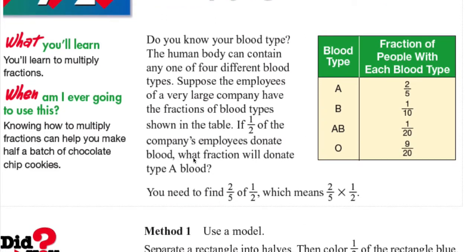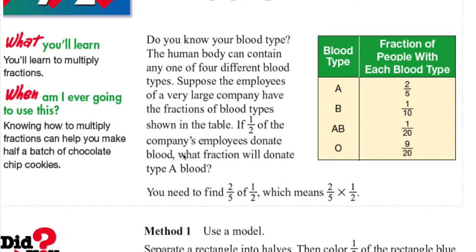Do you know what your blood type is? The human body can contain any one of 4 different blood types. Suppose the employees of a very large company have the fractions of blood types shown in the table. Blood type A is 2/5, blood type B is 1/10, blood type AB is 1/20th of the people in the company, and blood type O is 9/20th.